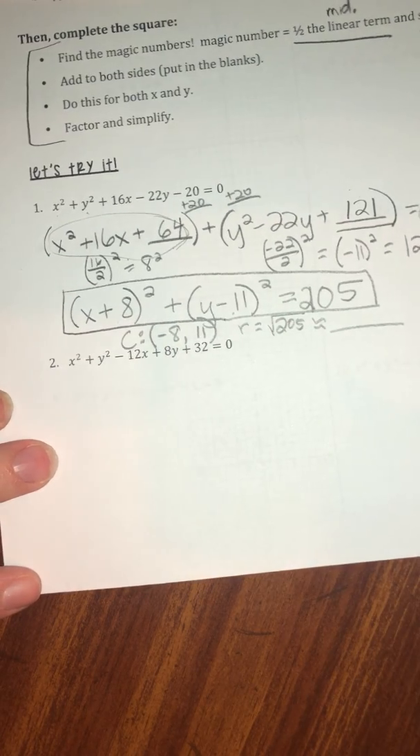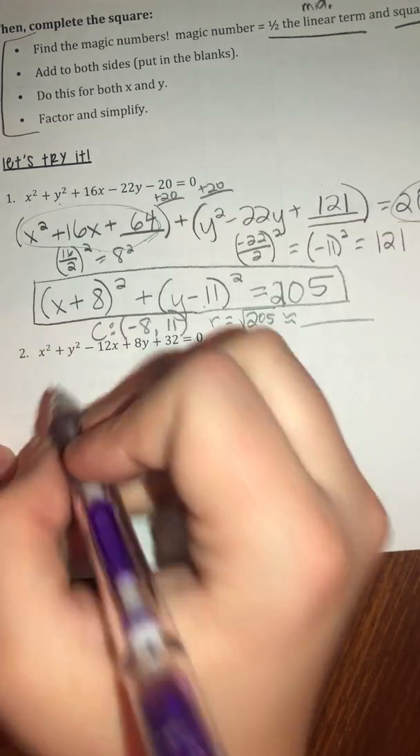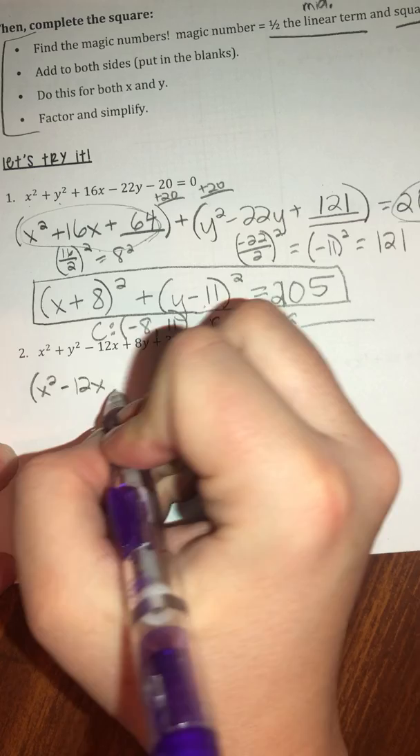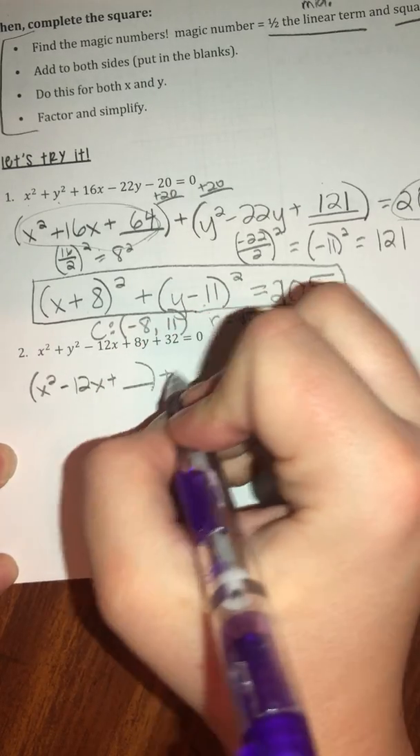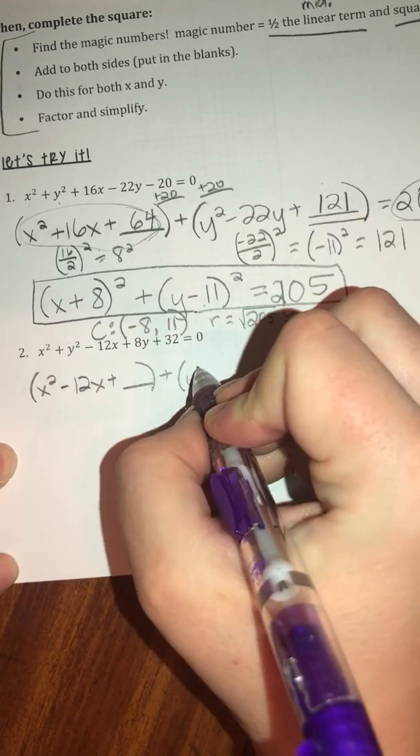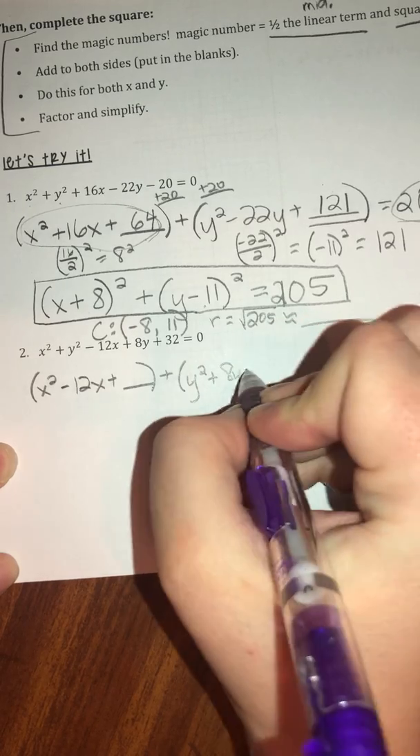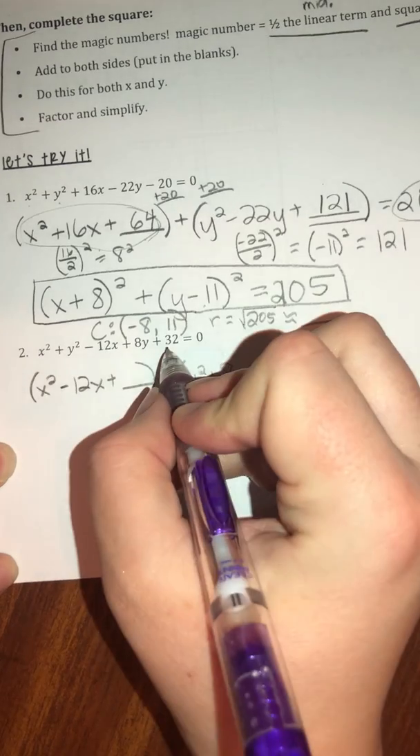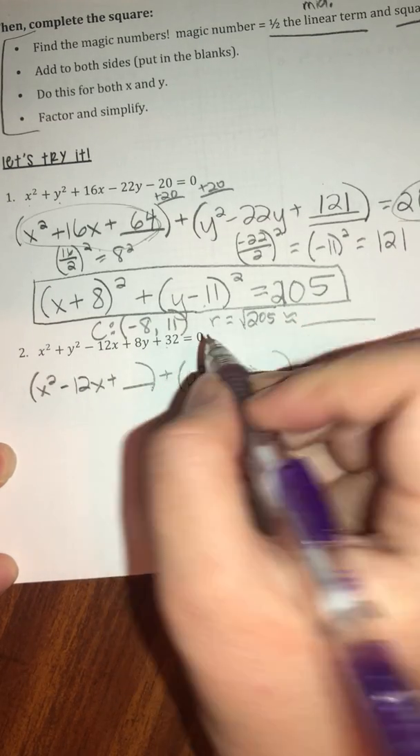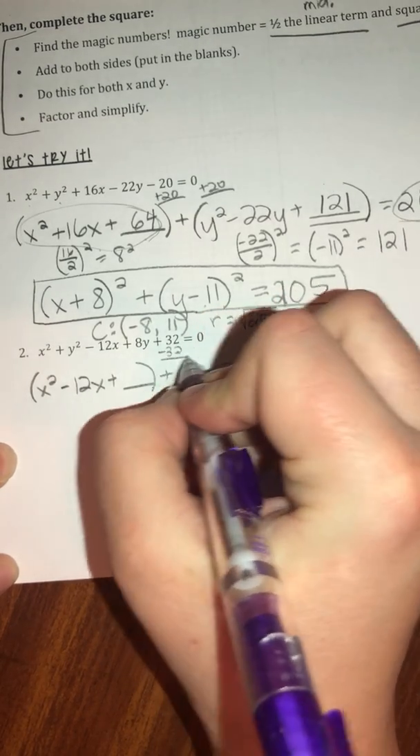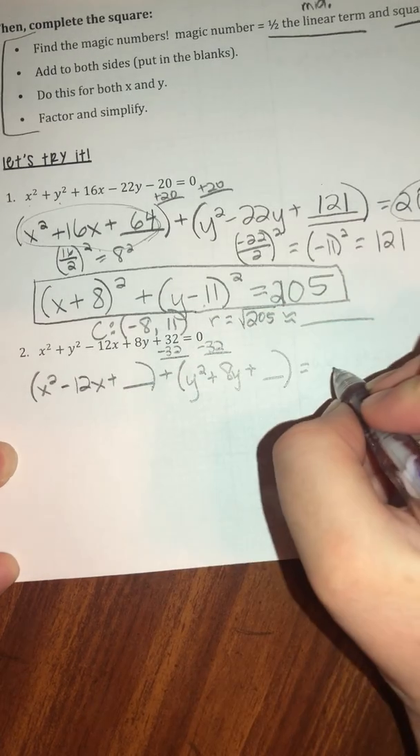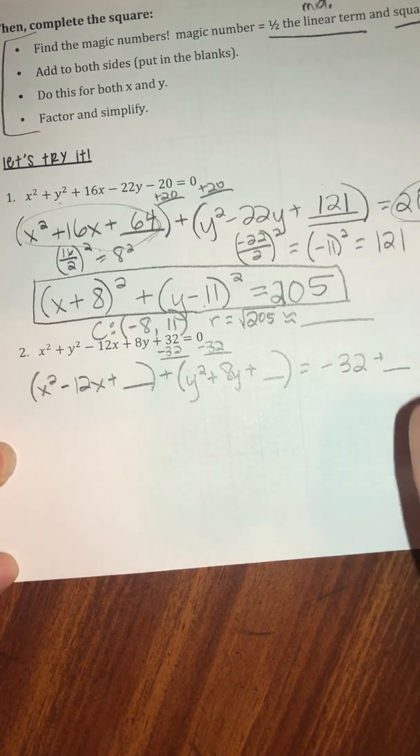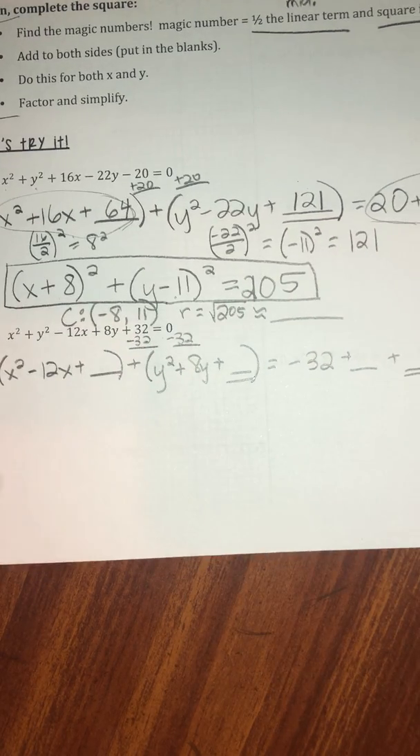All right, I'll do one more example. I'll try to write a little smaller on this one so you can see it better. So grouping your x's, x squared minus 12x plus blank, plus grouping your y's, y squared plus 8y plus blank, okay, equals, remember we got to move this 32 over to the other side, so to do that we have to subtract 32. So it's going to equal negative 32, and put your 2 blanks, one for the x's and one for the y's.